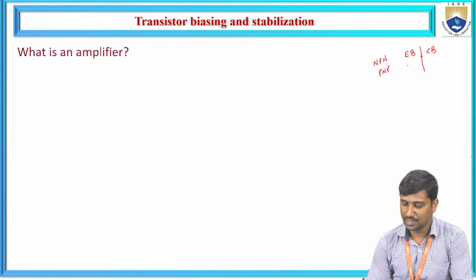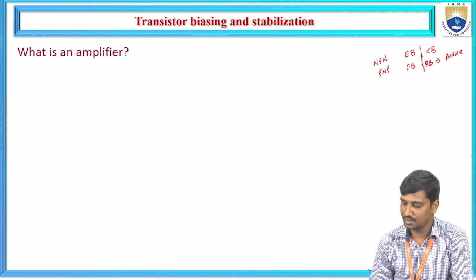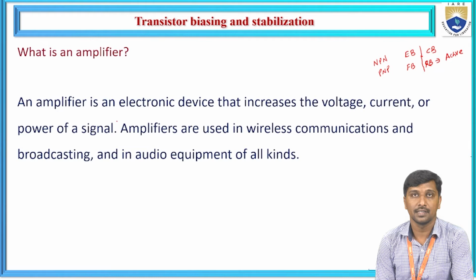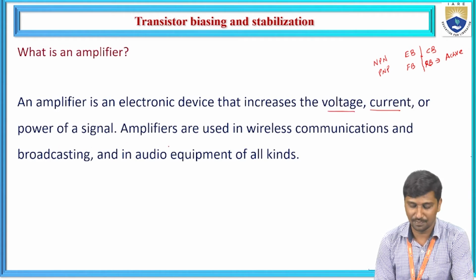Whenever the emitter base junction is forward biased and the collector base junction is reverse biased, the transistor enters into the active region. In this active region, the transistor acts as an amplifier. So that is the reason the amplifier is a device that increases physical quantities like voltage, current, or power of the signal.